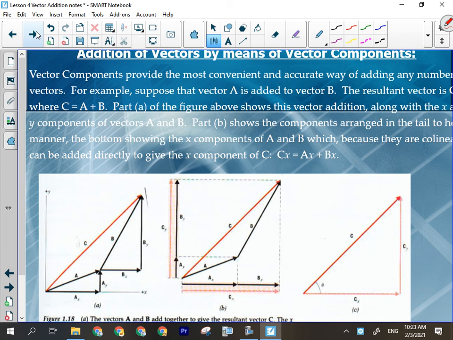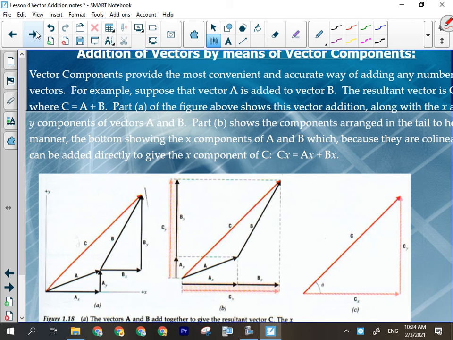This is also what I kind of diagrammed for you before. If I'm adding two different vectors together, this is essentially what I'm doing. Here's vector A, it has an x component, ax, and a y component, ay, and I'm adding it to vector B, which also has an x component and a y component. The overall, what we call the resultant, is C, the red line.